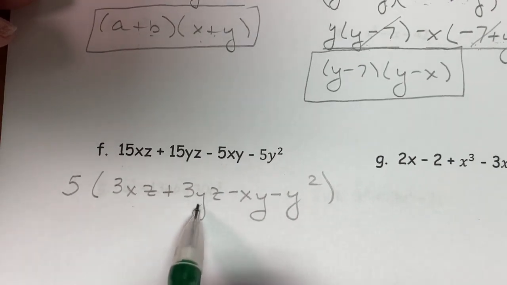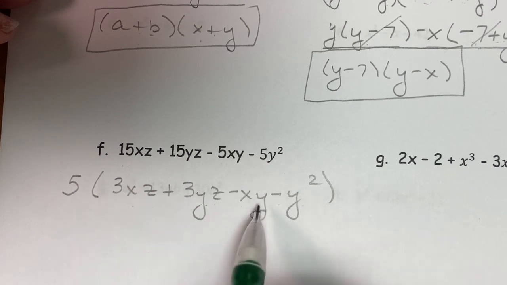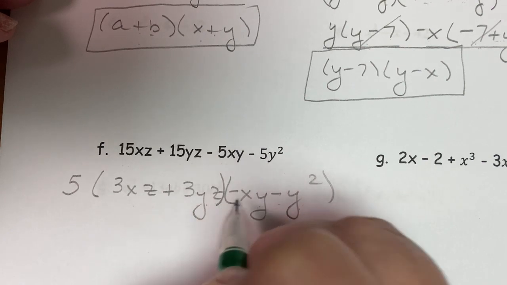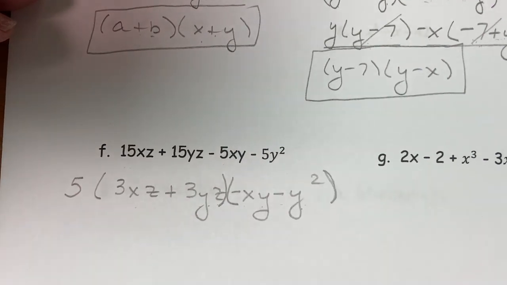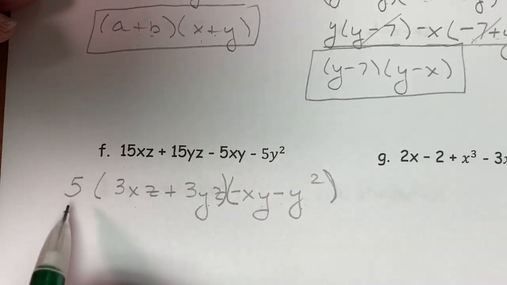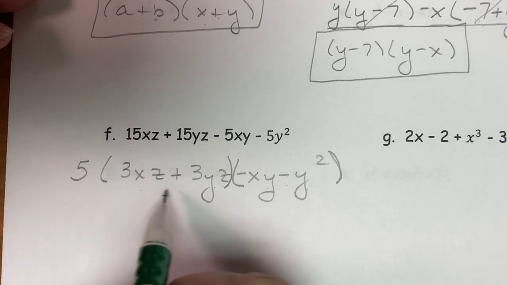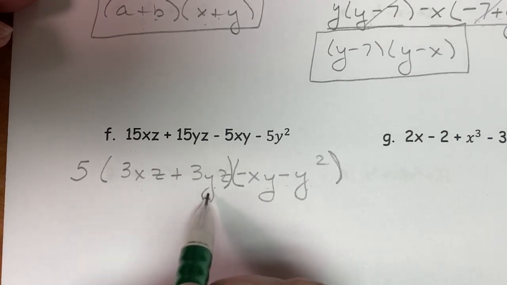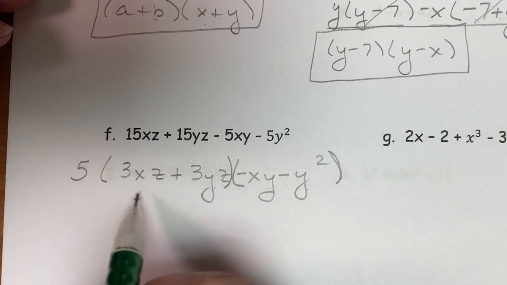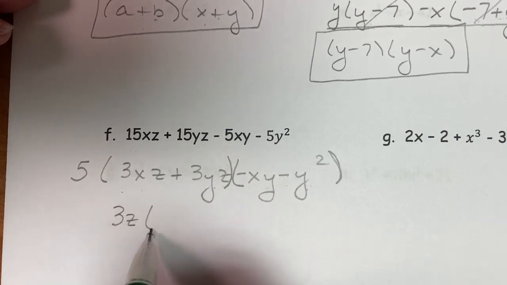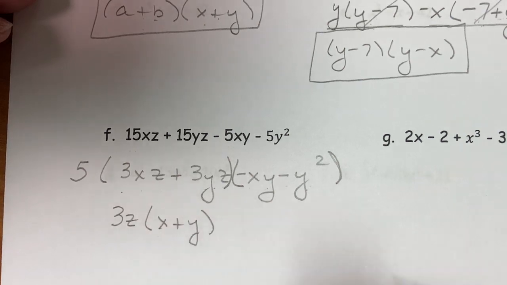Now I'm going to use my grouping on this set of 4 terms. Again, I'm going to group them 2 and 2. I'm going to ignore that 5 for a minute, but I'm not going to forget to bring it down into my answer, so don't let me forget. If I look at this first group of 2, what do they have in common that I can factor out as a GCF? Well, they have a 3z in common, so I'm going to be taking out a 3z, which leaves me with x plus y.